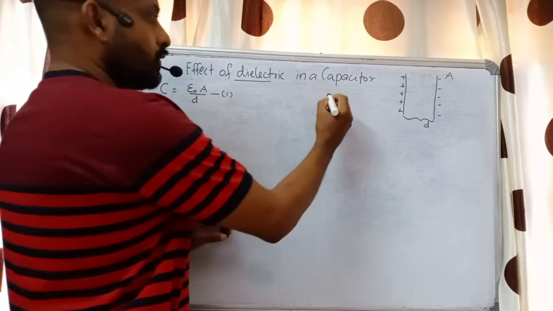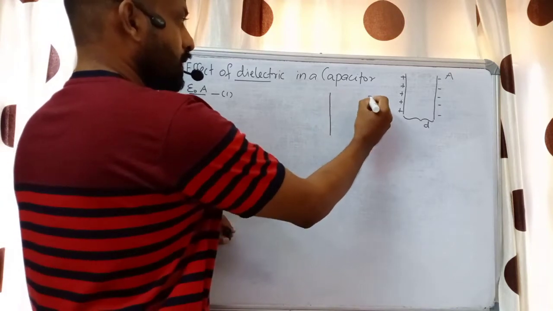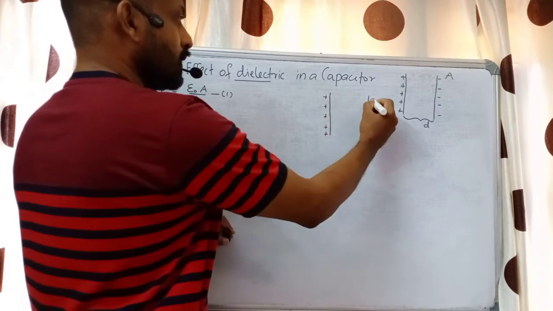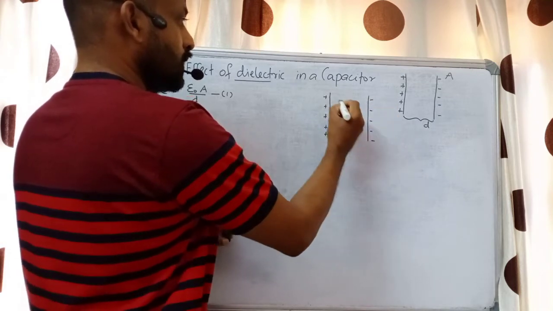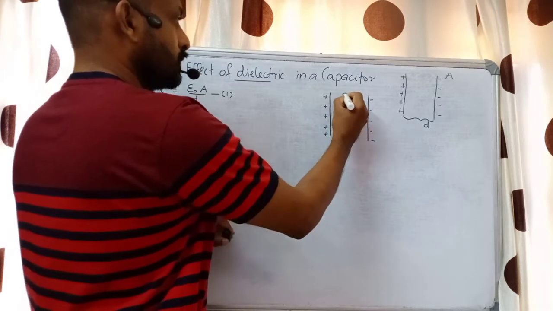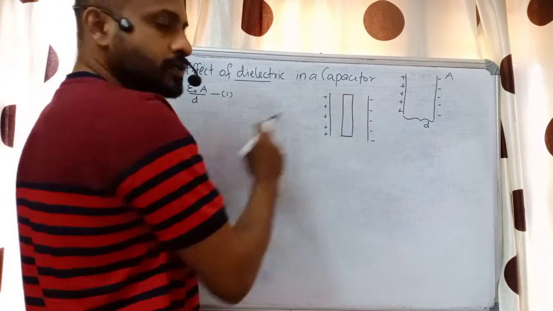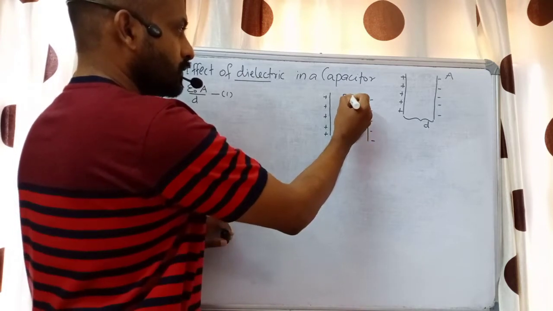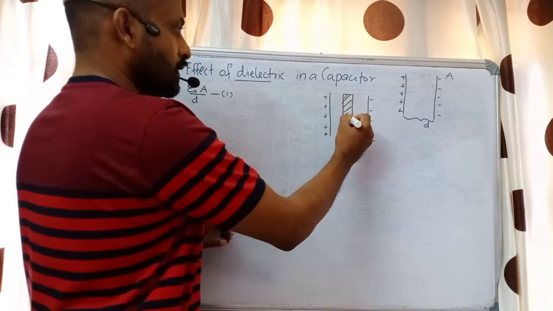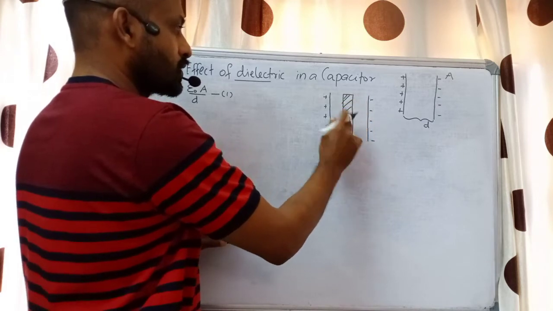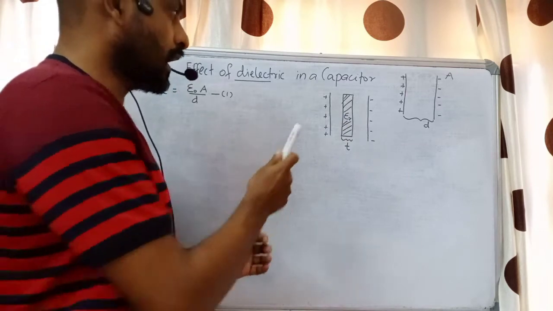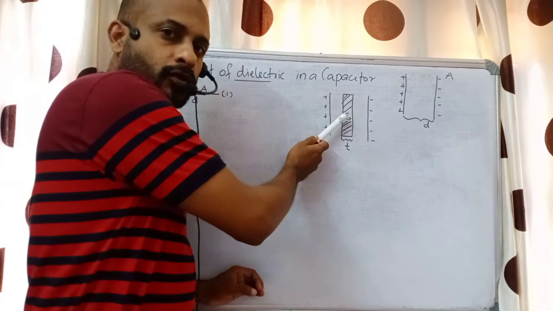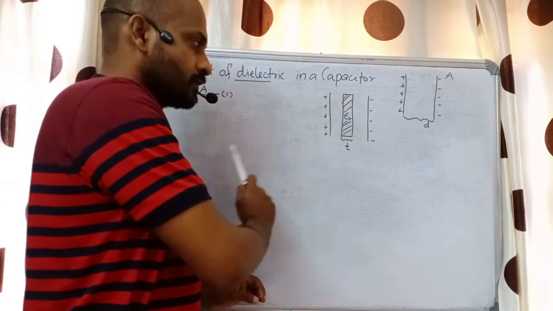Now what happens when we insert a dielectric like this? The same capacitor. This is the positively charged plate. This is the negatively charged plate. I am going to insert a dielectric here, not filling the entire space. The dielectric has a thickness t. This dielectric has a relative permittivity or dielectric constant epsilon R. So I have inserted a dielectric between the plates of the capacitor. Epsilon R is the relative permittivity or dielectric constant of the dielectric.